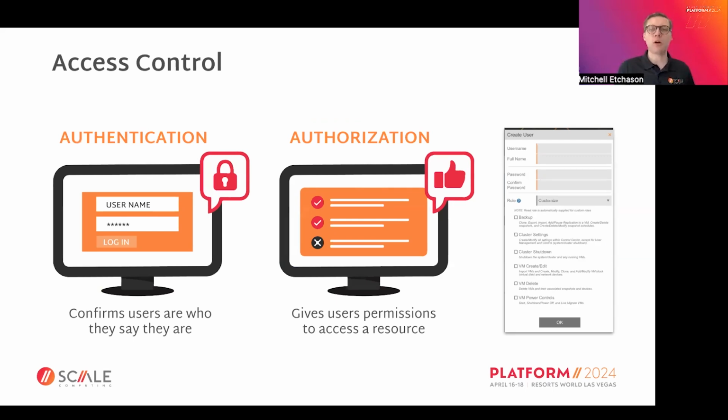First, HyperCore itself has role-based access control that allows you to limit user roles and functionality to the following role types: admin, read only, backup controls only, cluster settings only, the ability to create and edit VMs, the ability to delete VMs, and cluster shutdown.